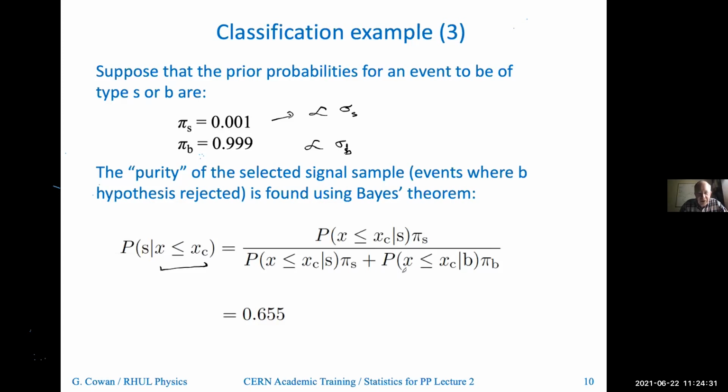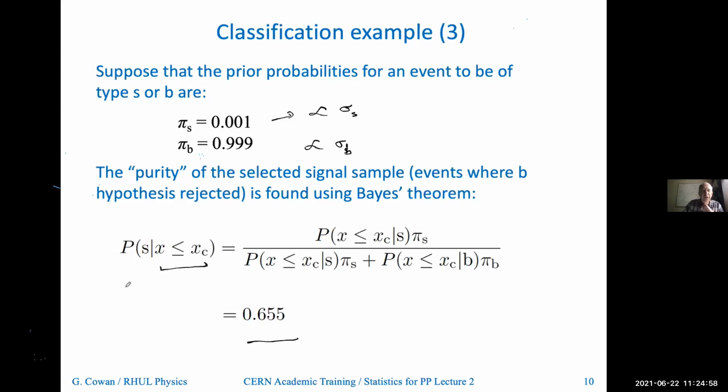And so, of course, I have all of these ingredients, right? Because the P of X in the critical region given S, we've worked that out. That's the power of the test. And P of X in the critical region for B, that's the size of the test. So I have all of these numbers, and you can work out what you would call in particle physics the signal purity. That's for all of the events that you found in the critical region.